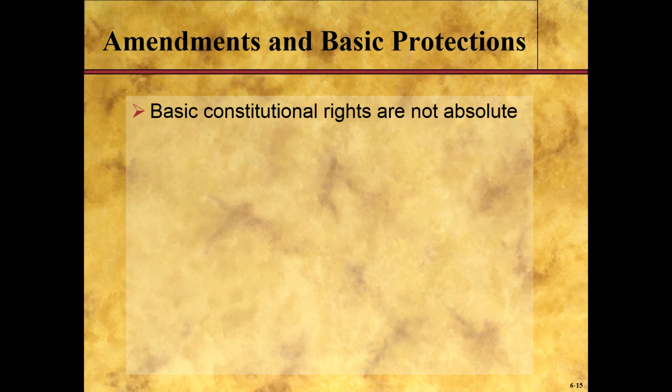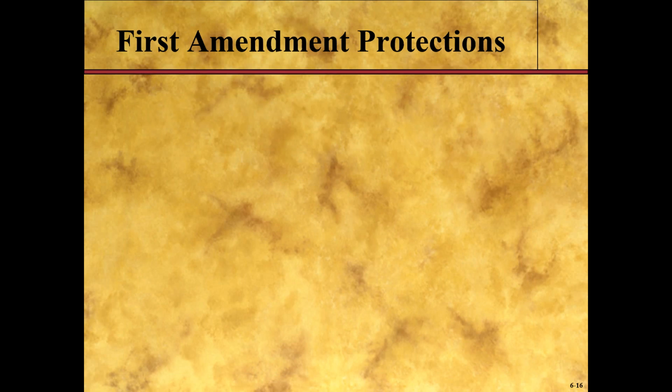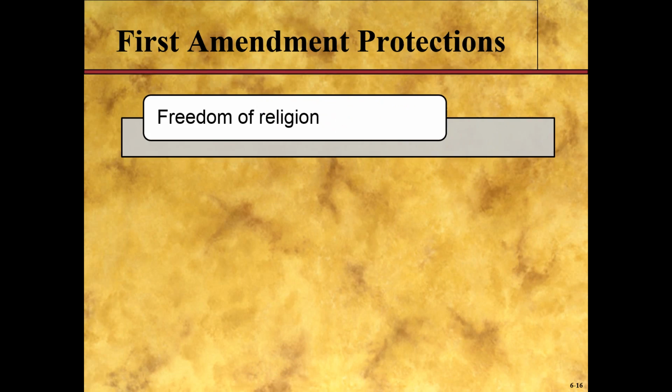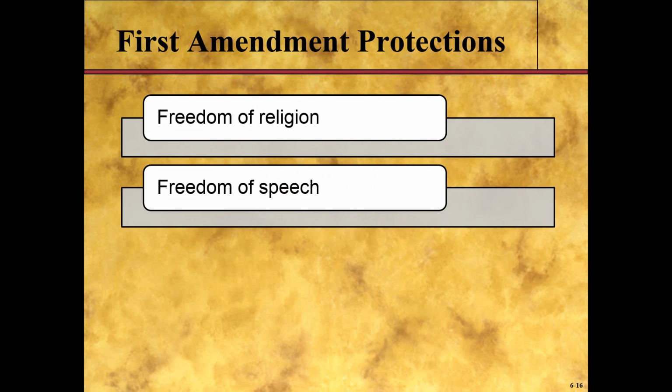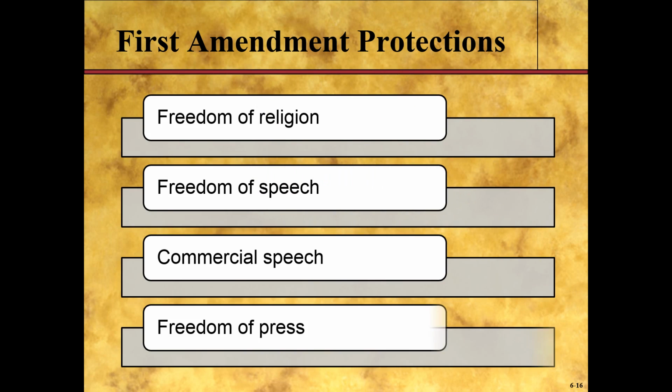So the rights are not absolute, and we will look at public policy to decide what limitations we can have on things like freedom of speech. So the First Amendment has freedom of religion, freedom of speech, and it also does protect commercial speech, and it has freedom of the press. Now, freedom of religion, there's two parts to this. One is the Establishment Clause.